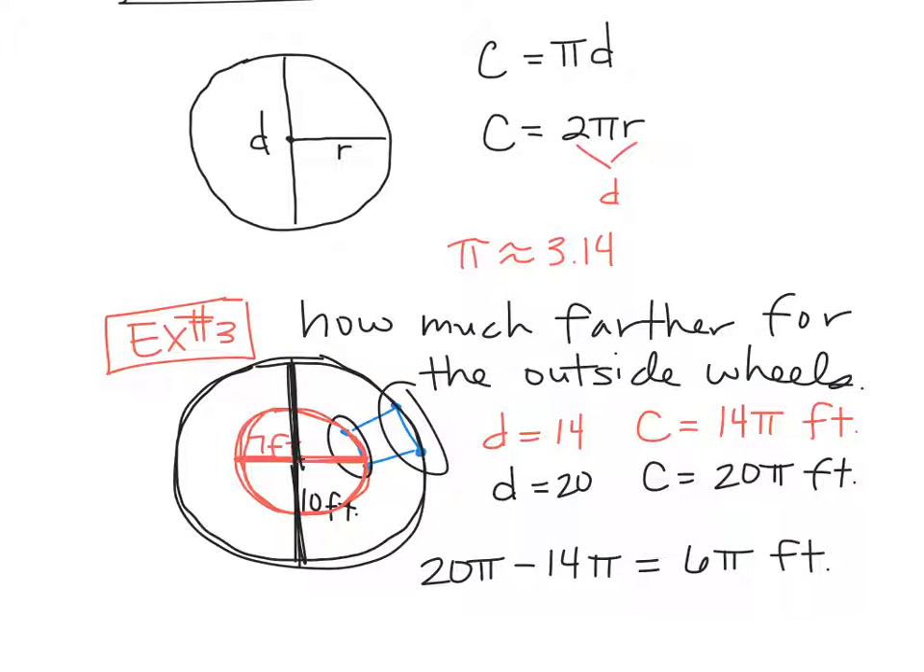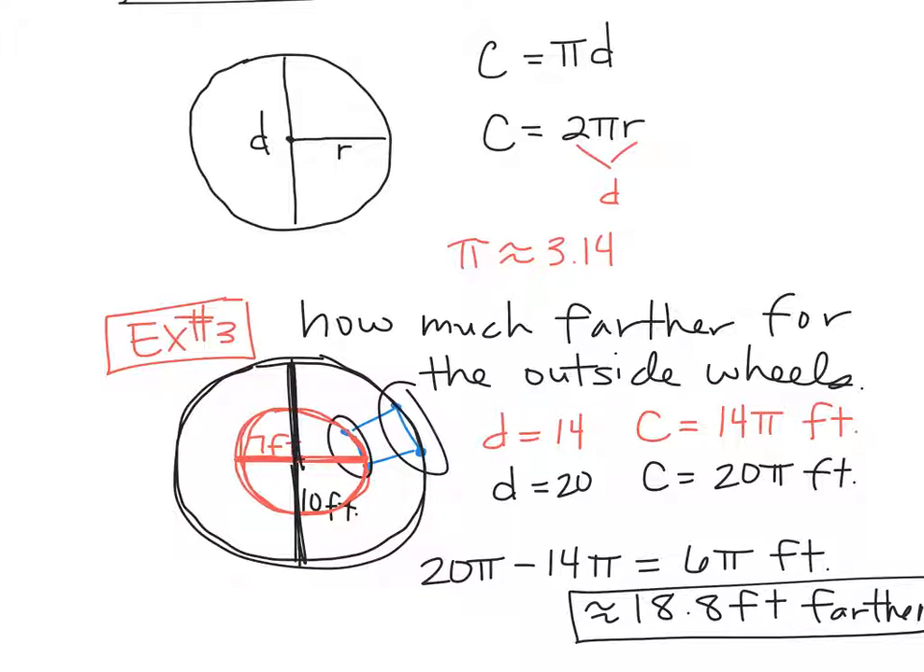Now, do you know how far 6 pi feet is? It's kind of a weird number, right? So in this case, I would just plug it into your calculator, 6 times pi. And that comes out to approximately 18.8 feet farther. And you don't even have to put times in when you do pi. It just assumes multiplication. So you could literally just do 6 pi, enter, and that would give it to you. Okay, questions on that?